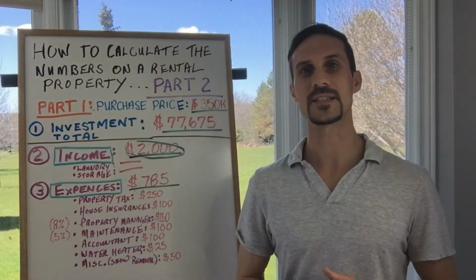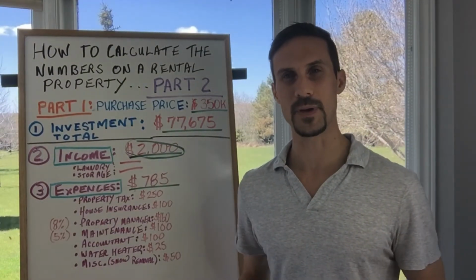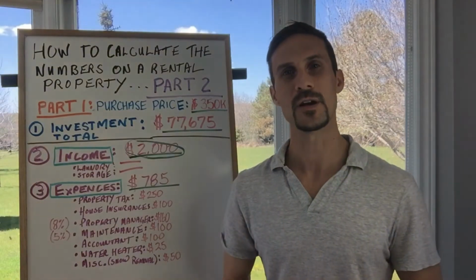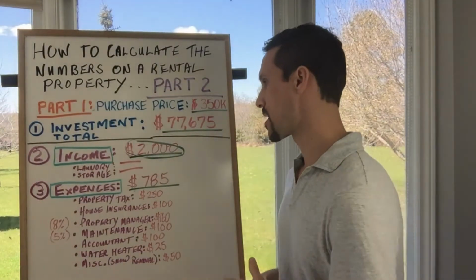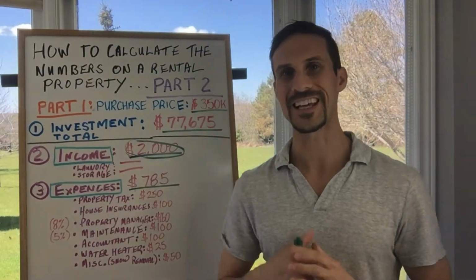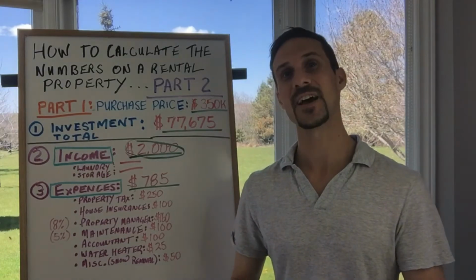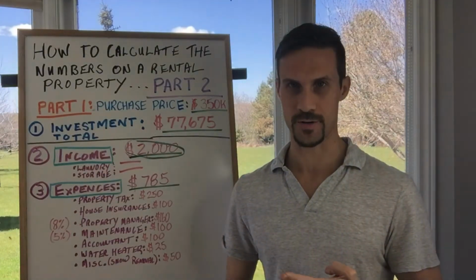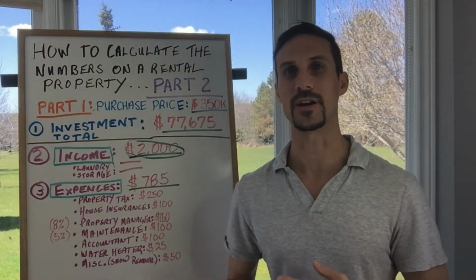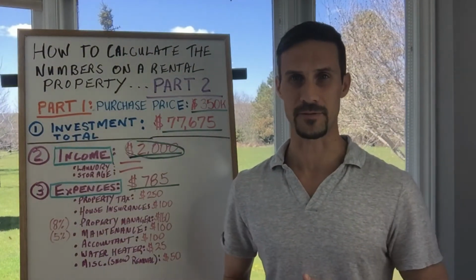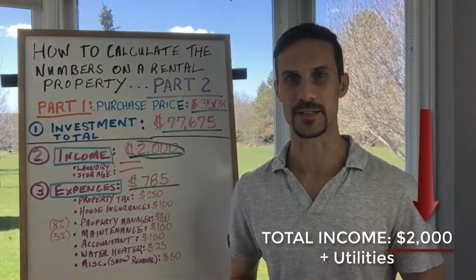Okay, so the expenses, this is where a lot of people get confused. What do I count as an expense? What will I be paying for? What will the tenant be paying for? So let's say, for example purposes here, that the $2,000 is plus utilities. So the tenant will be paying for gas, hydro, and water, essentially. And then say cable or internet or anything like that, the tenant will be paying for that. So it's $2,000 plus utilities for the tenants.